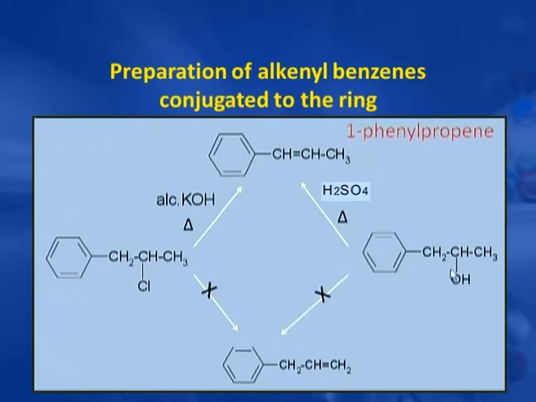Similarly, in the case of alcohol there is a dehydration, and for dehydration the hydrogen comes from this CH2, not from this CH3, and again there is a formation of 1-phenyl propene and not 3-phenyl propene, because in 1-phenyl propene this double bond is in conjugation with the phenyl ring, and when a double bond is in conjugation with the phenyl ring, the compound is more stable than 3-phenyl propene, or we can say allyl benzene.